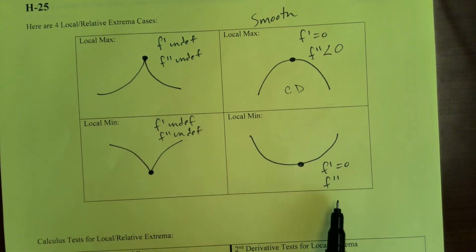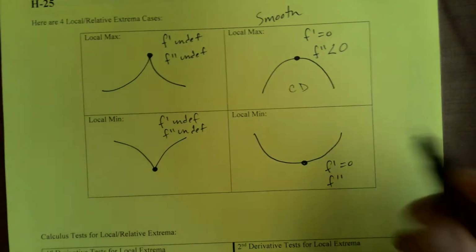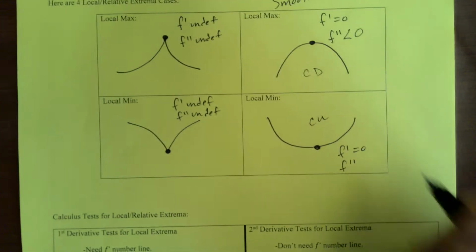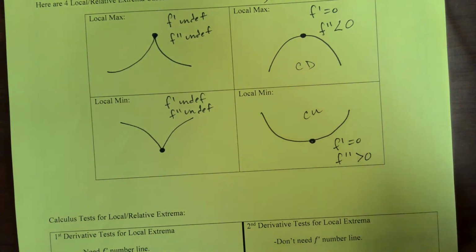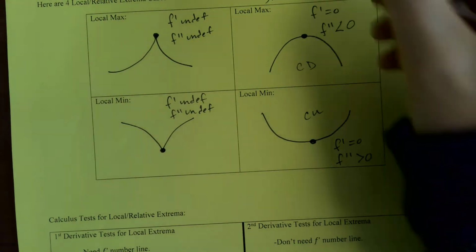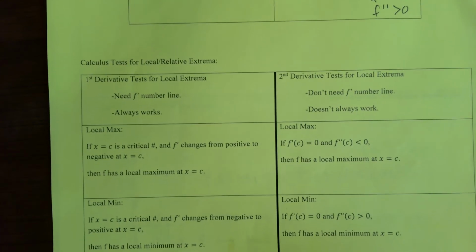If you've got a smooth local min, f prime is 0, but the graph is going to be concave up, so f double prime is greater than 0. Okay, those are the smooth cases. So calculus tests for local or relative extrema. For absolute extrema, you need the candidates test.